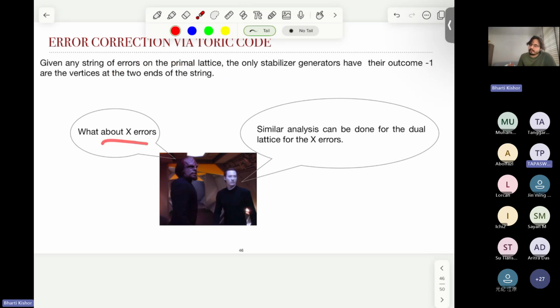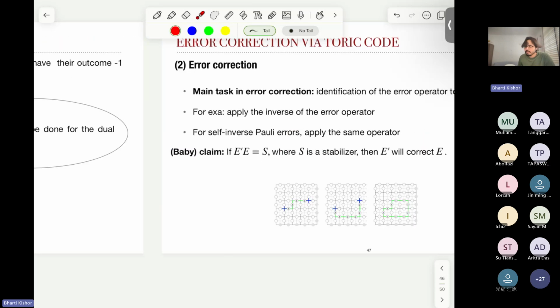So what about the X error? This was all about the Z error. You can do a similar analysis on the dual lattice for the X error. So that's how you can detect errors. Once you have detected the error, the next task is to correct the error.